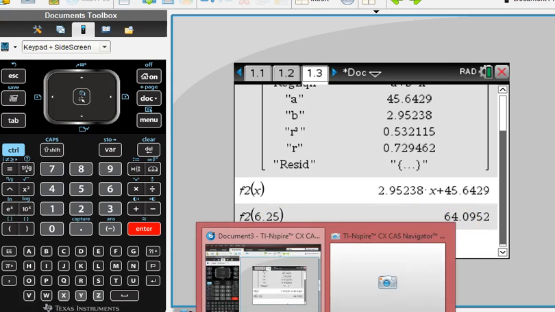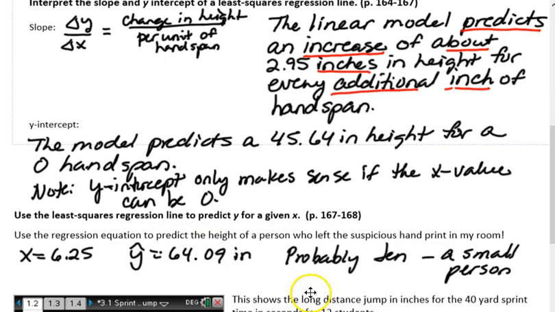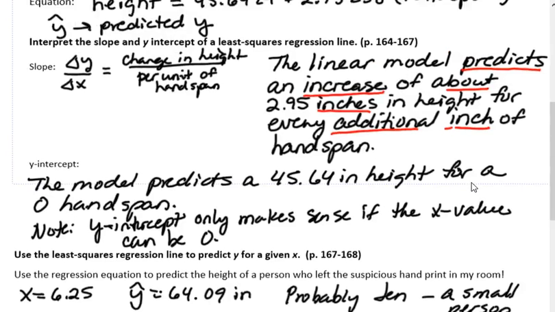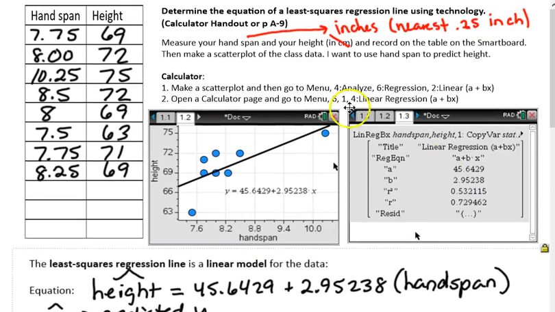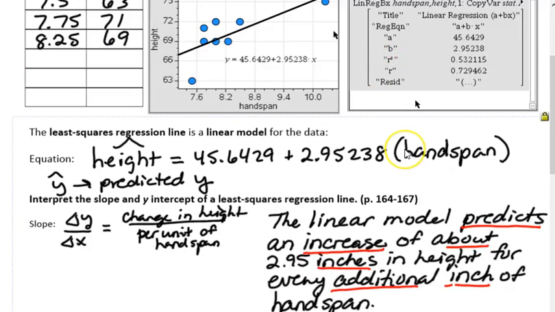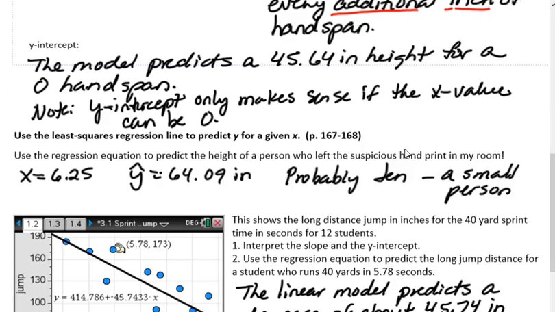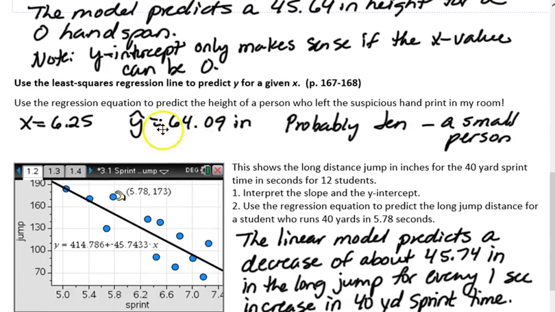So we decided, for those of you listening on another year to this, that the person in our class who had the small height here, it's probably her. Except her handspan was actually larger than that. But she was the one. It predicts that someone who's about 64 inches tall left the suspicious handprint in my room. We're going to assume that this was the crime scene and somebody left a handprint because they'd stolen something.